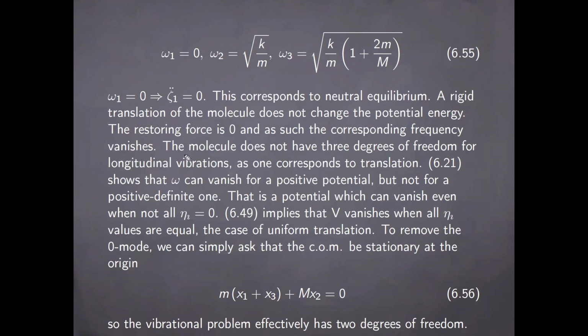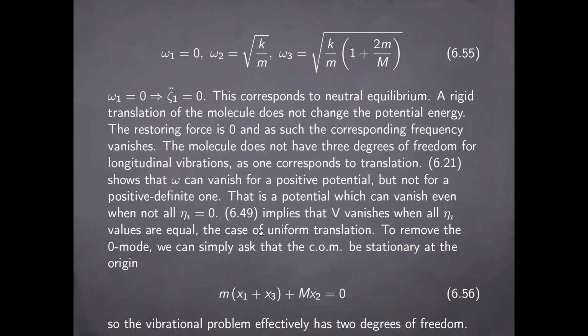So the molecule does not really have 3 degrees of freedom for longitudinal vibrations, but only 2, as one of these degrees of freedom simply corresponds to the translation of the molecule as a whole along the molecular axis. If you go back to equation 621, you can see there that the frequency can vanish for a positive potential, but not for a positive definite one. So a positive potential is one which can vanish even when not all of the coordinates involved in it are 0.